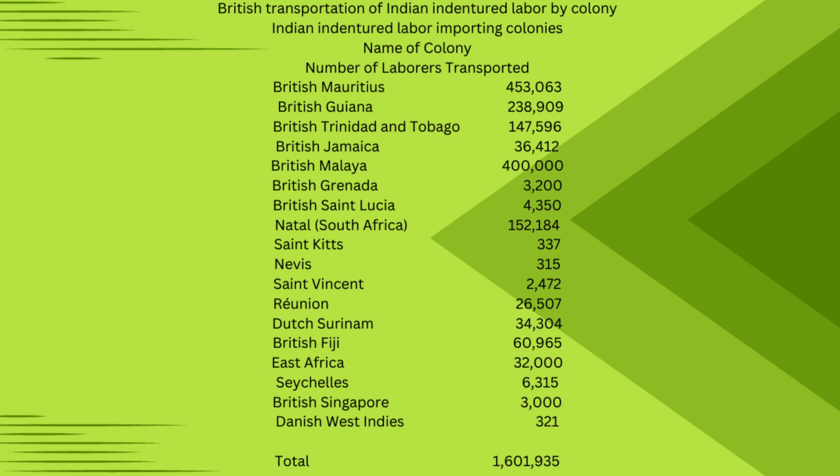Emigration to Natal, modern-day South Africa, was approved on August 7, 1860, and the first ship from Madras arrived in Durban on November 16, 1860, forming the basis of the Indian South African community. The recruits were employed on 3-year contracts.